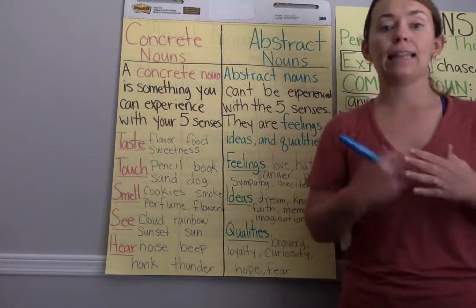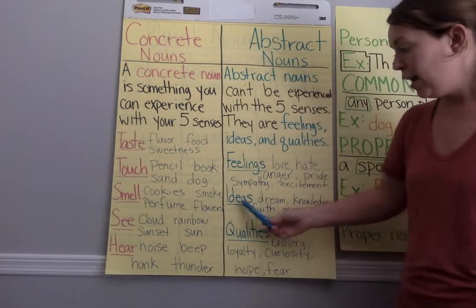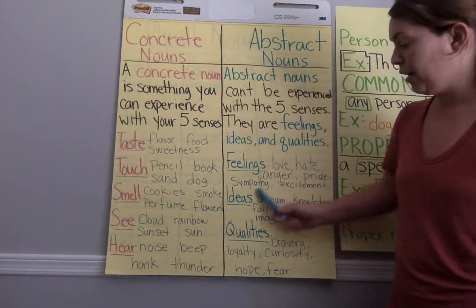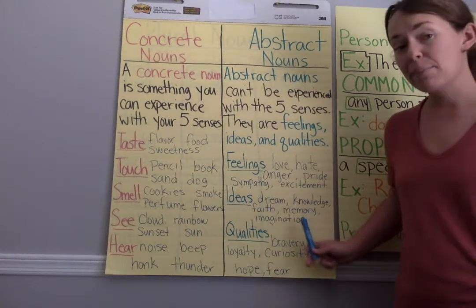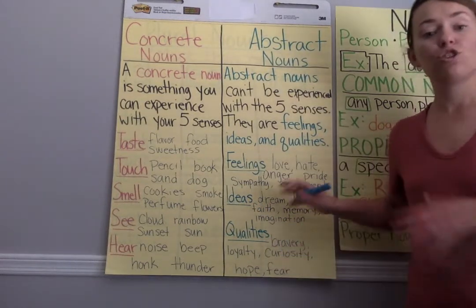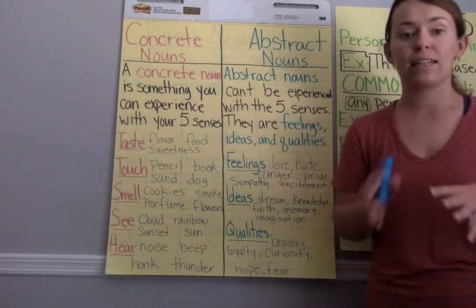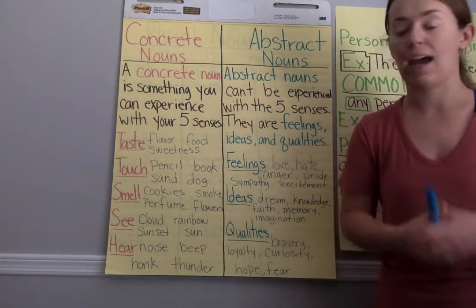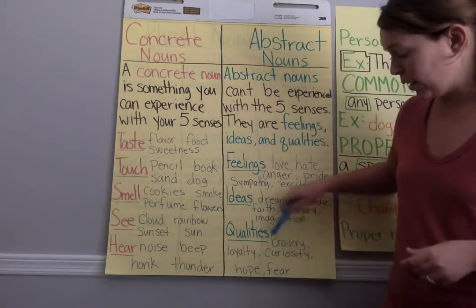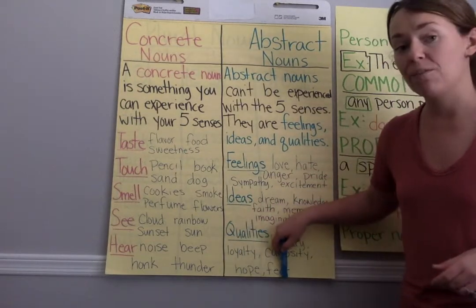So if I say I love you, love is technically the noun, okay? Ideas, we've got dream, knowledge, faith, memory, and imagination. So again, these are nouns that are abstract. They aren't things that we can experience or touch. They're things that we feel. They're ideas that we have. Or they're qualities like bravery, loyalty, curiosity, hope, and fear.